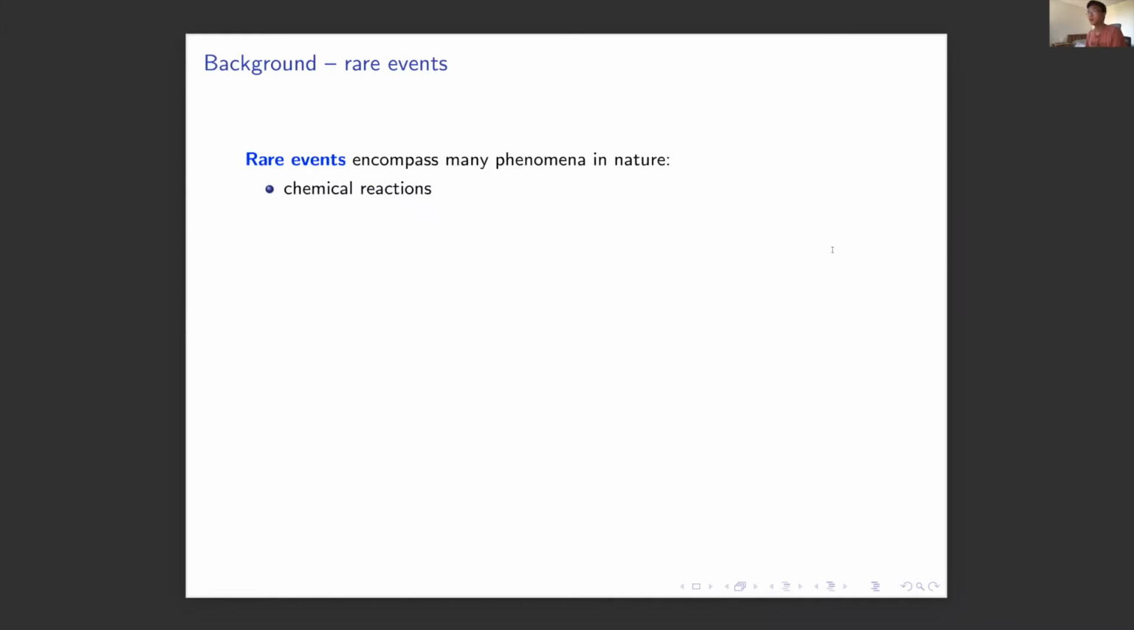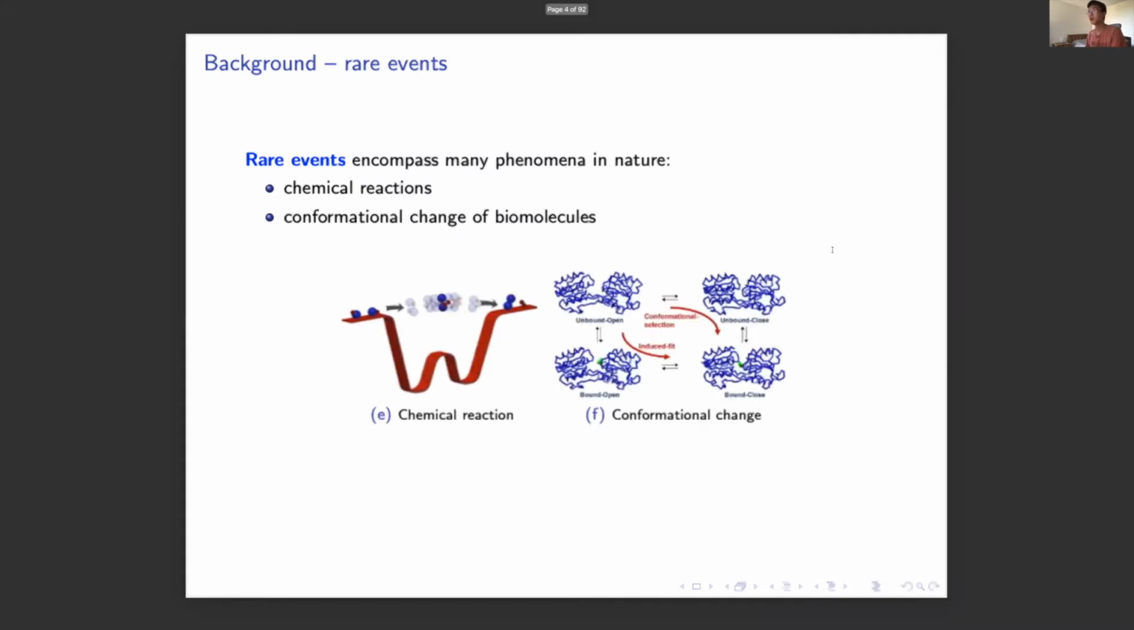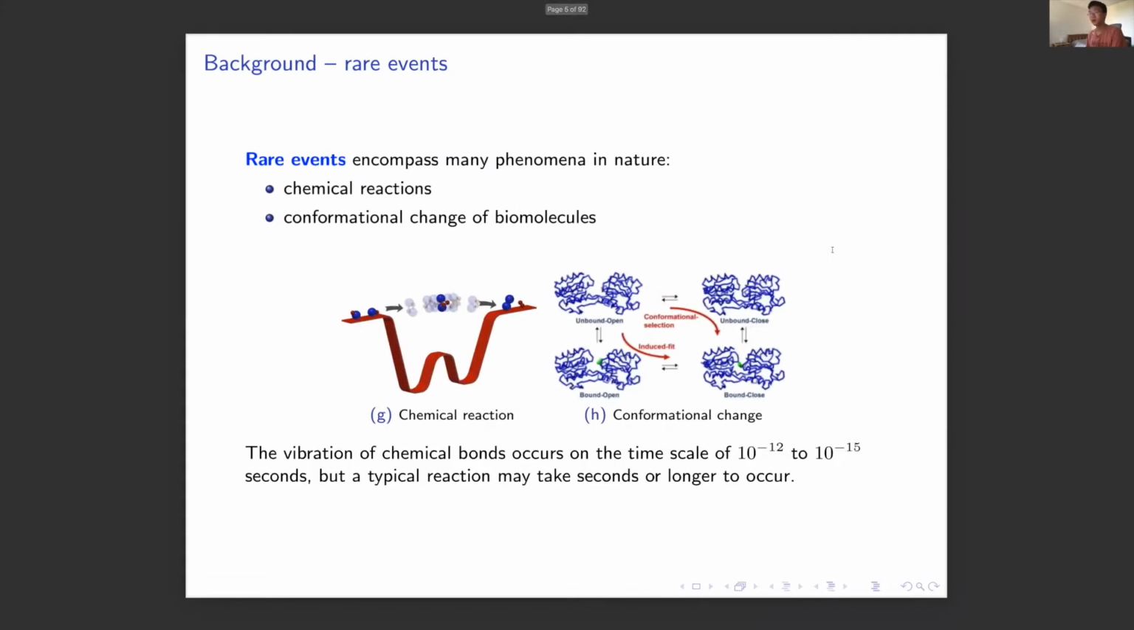Rare events include many phenomena in nature, such as chemical reactions and conformational change of biomolecules. It is called rare because the vibration of chemical bonds typically occurs on a timescale of picoseconds to femtoseconds. But a reaction typically takes seconds or longer to occur, so it is very rare in this sense.